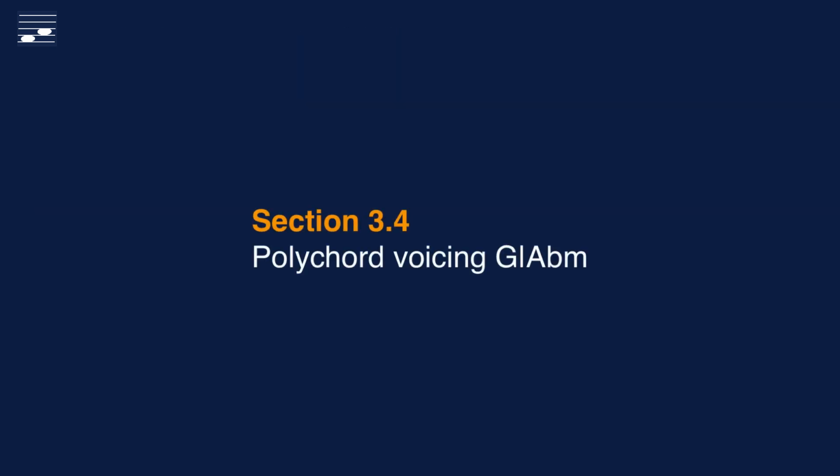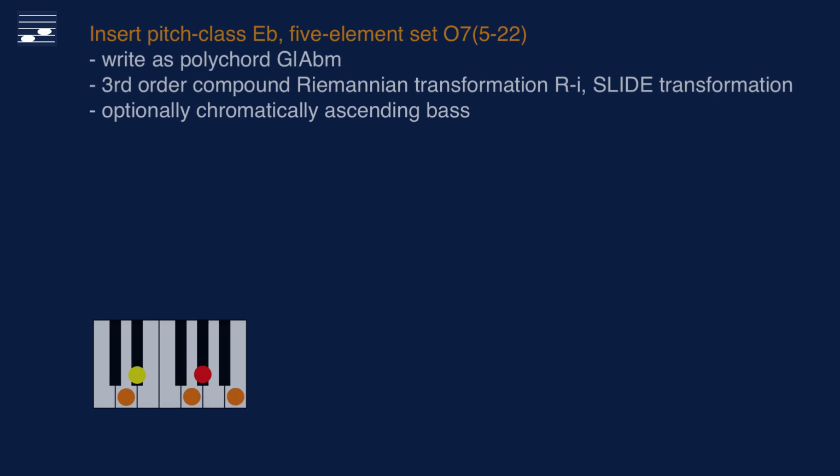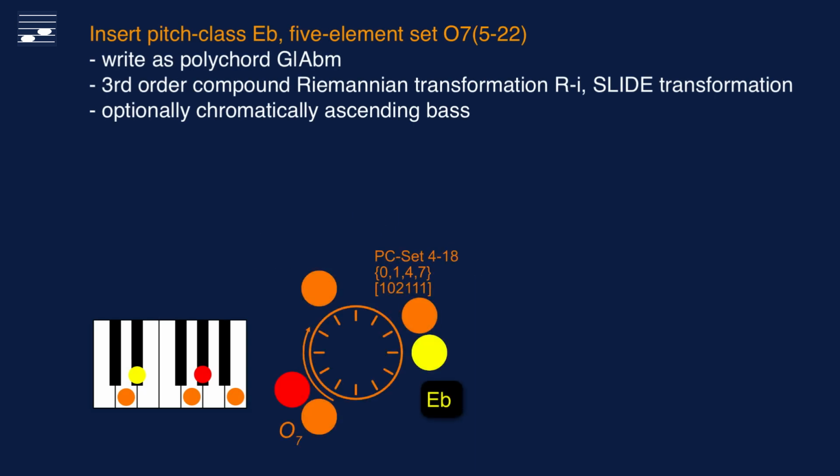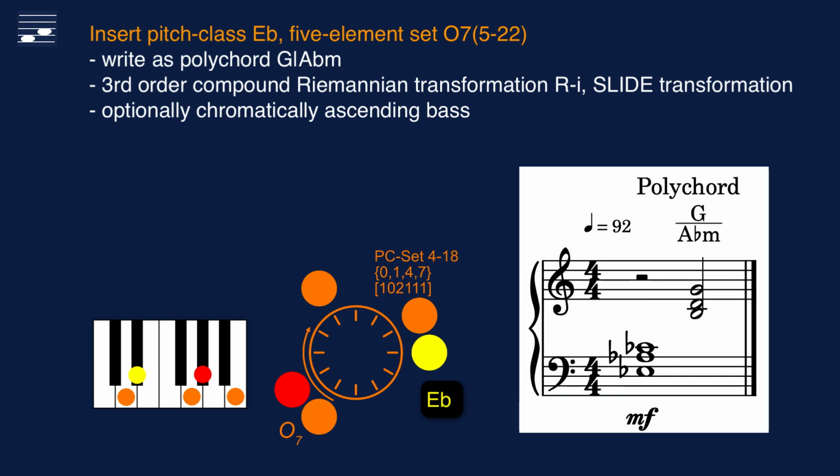We move on to the next dissonance degree measure, another polychord solution. When closing the gap with additional pitch class set E flat, we obtain a transposed form of pitch class set 522, and we may write this as a polychord with triads G major over A flat minor.